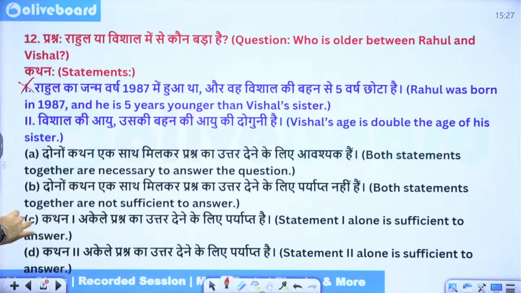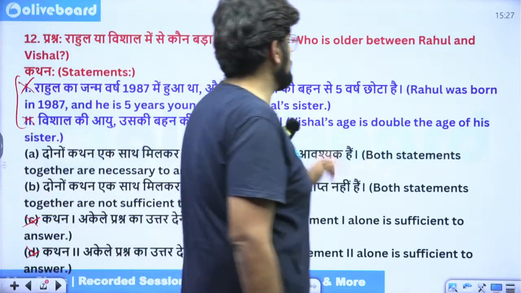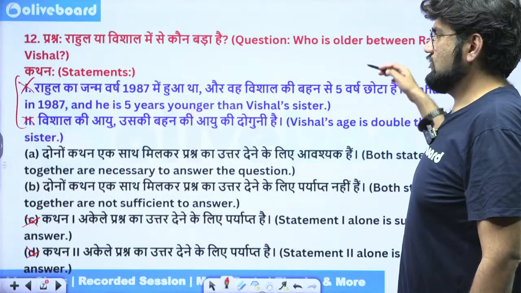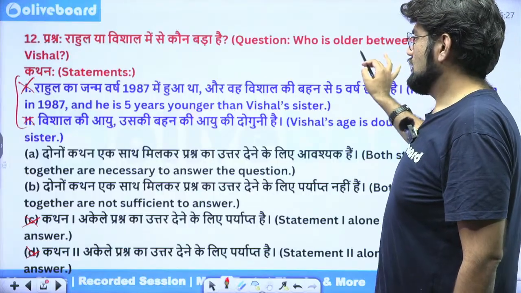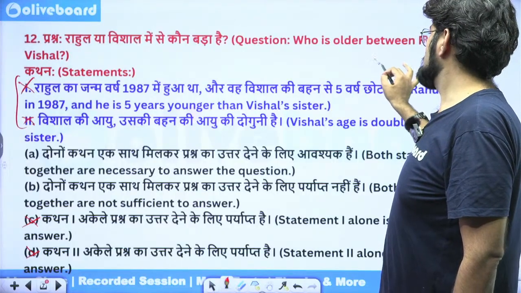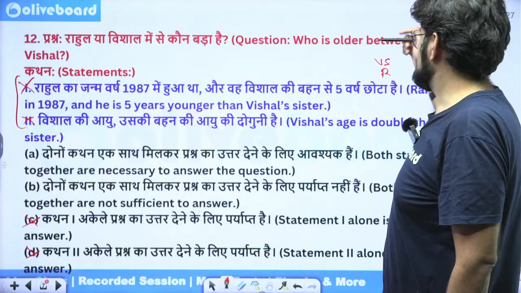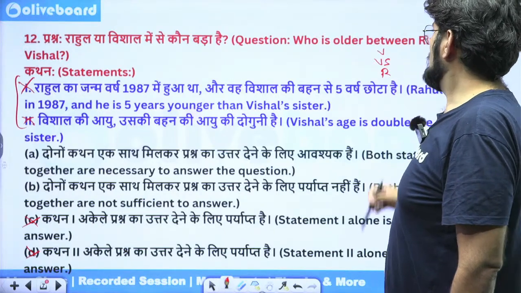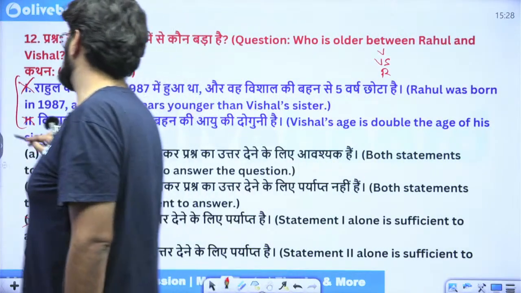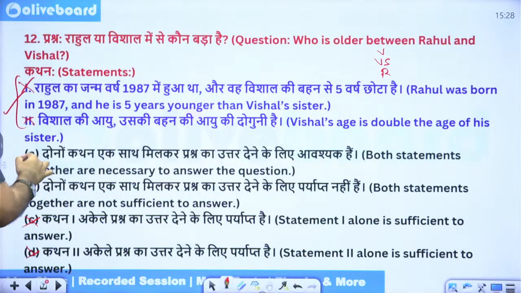This is not right. Now read the second one. Vishal's age is double the age of his sister. 2 alone is also not sufficient to answer the question. But if you read both of them together, Rahul was born in 1987. Wherever he is, we just need to check who is older. And he is younger than Vishal's sister. So Vishal's sister, and this is Rahul. And the second one says Vishal is double the age of his sister. So this is Vishal. So now we know who is older? Vishal is older. So both taken together are going to answer your question.